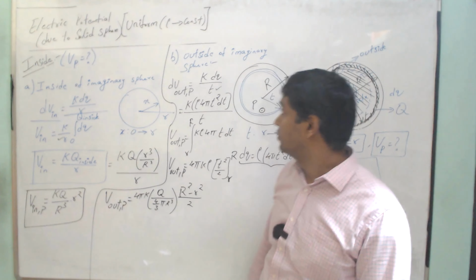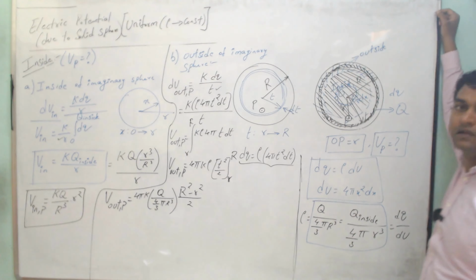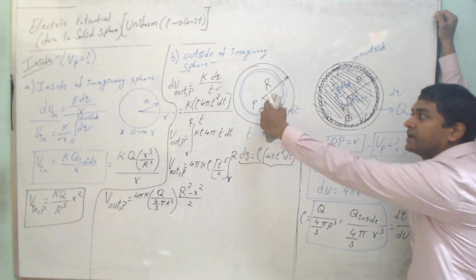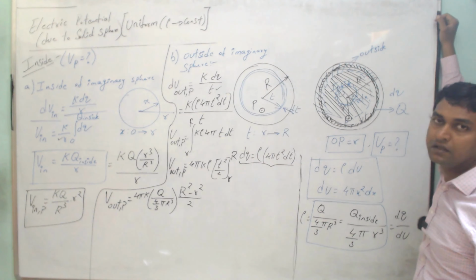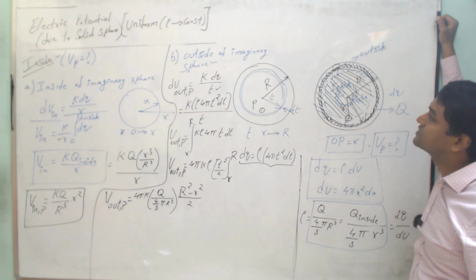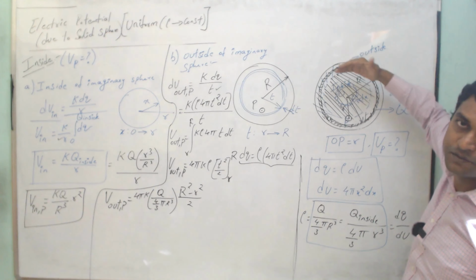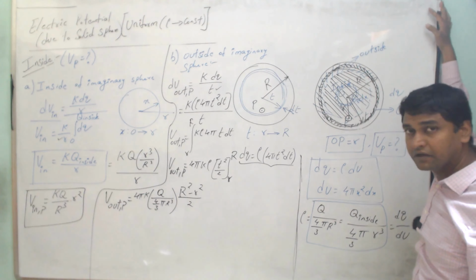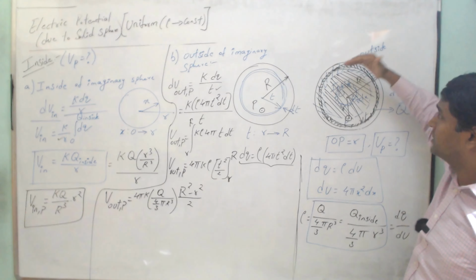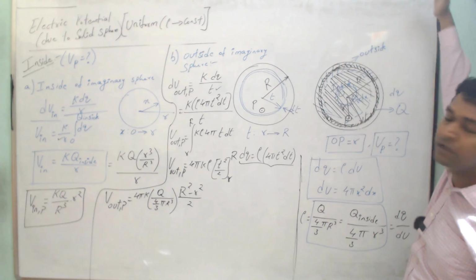For anything outside my imaginary sphere, I am taking the element as small t, which is also a radius. But the radius is starting from my imaginary sphere to the periphery, right? My small t is starting from small r to capital R.